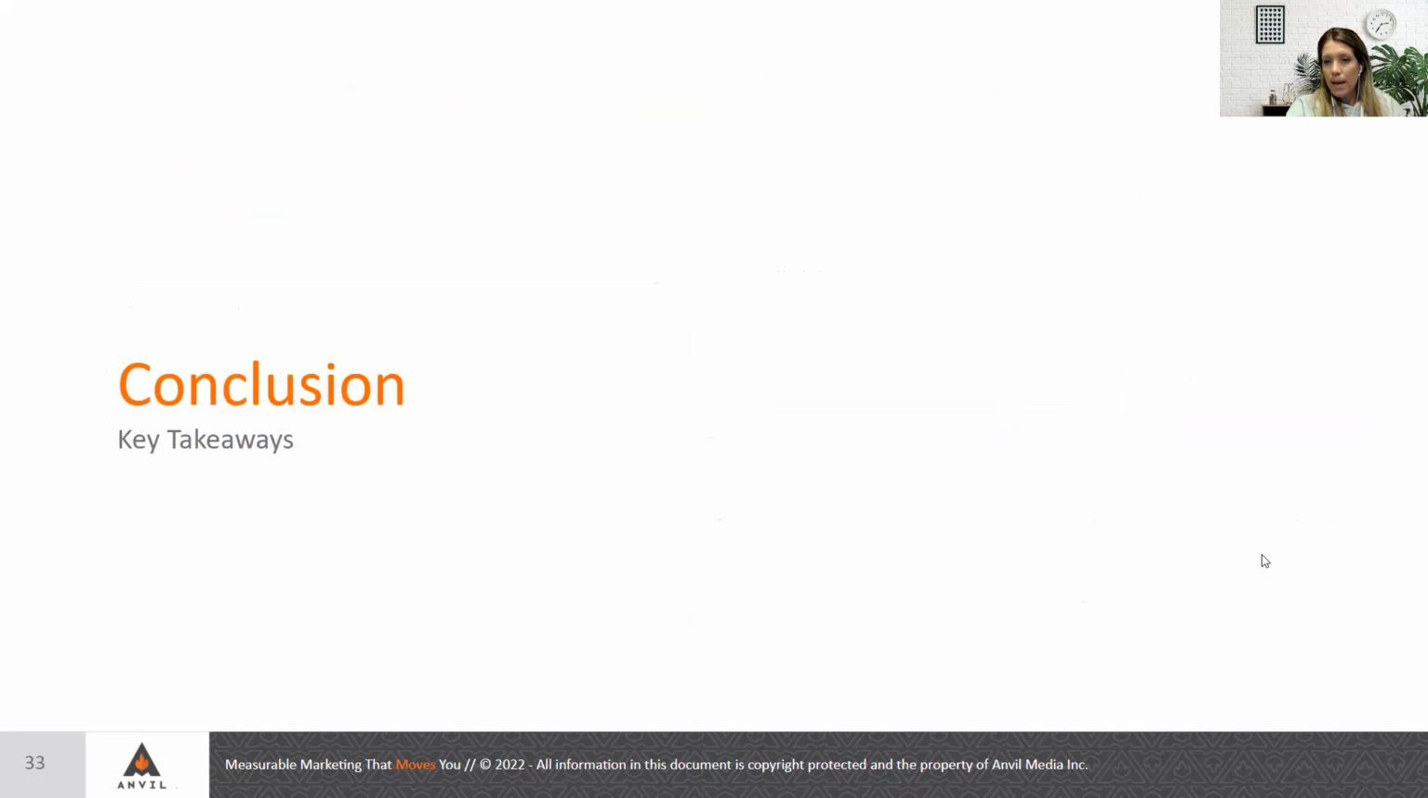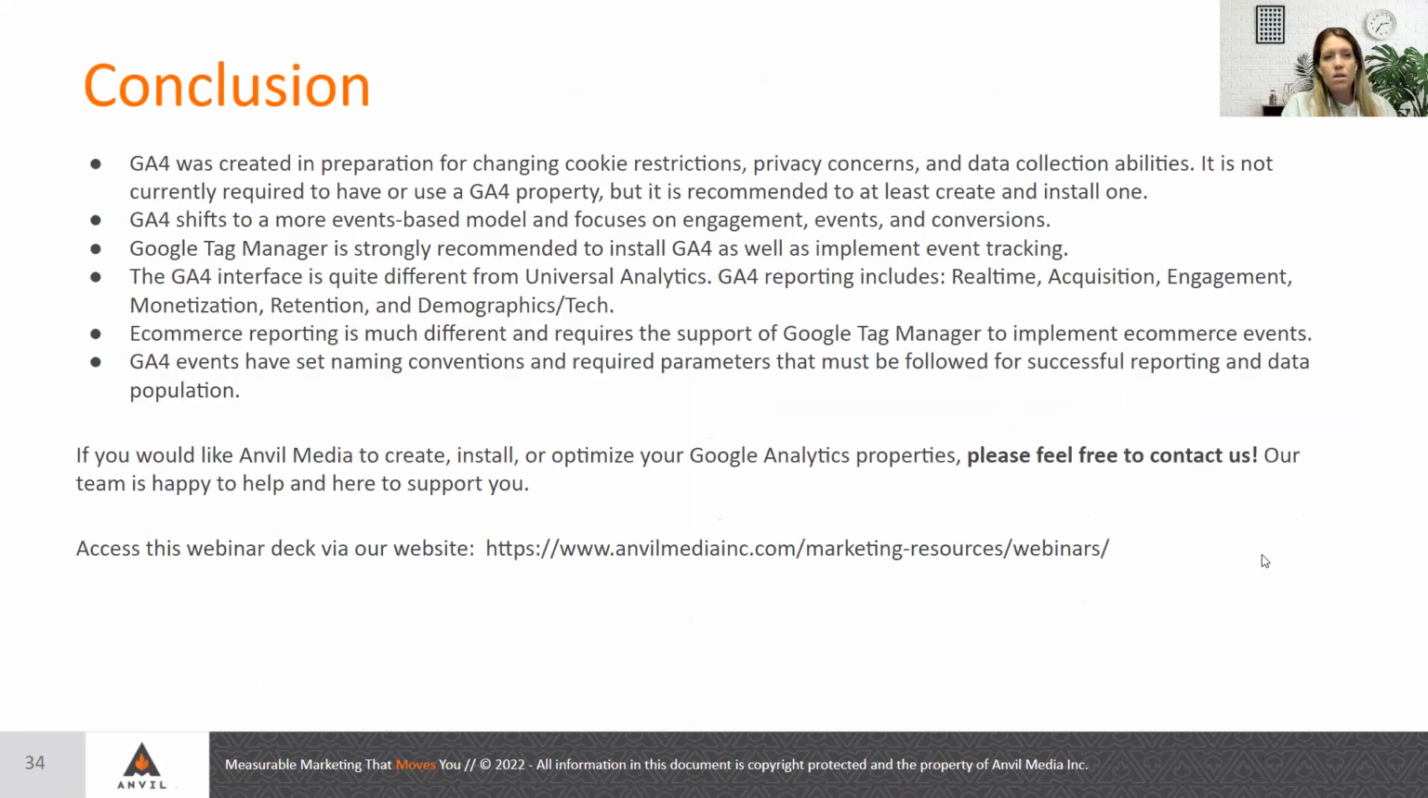Perfect. So we will wrap up the webinar. So again, Google Analytics 4 was really created to prepare us for those changing cookie restrictions, the privacy concerns, and our ability to actually collect the data itself. It's not currently required to have or even use a Google Analytics 4 property, but we at Anvil recommend to at least have a GA4 property and install one, again, to acquire that historical data to eventually use in the long run. GA4 is shifting to a more events-based model.